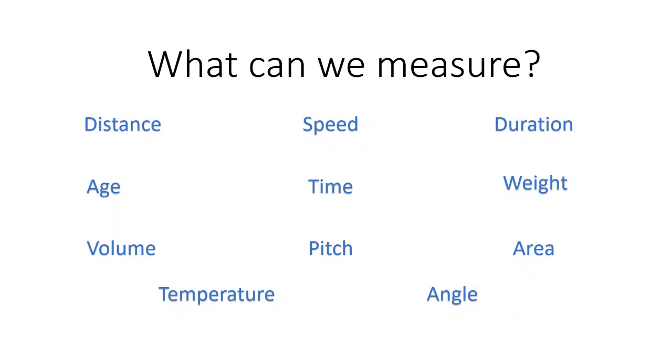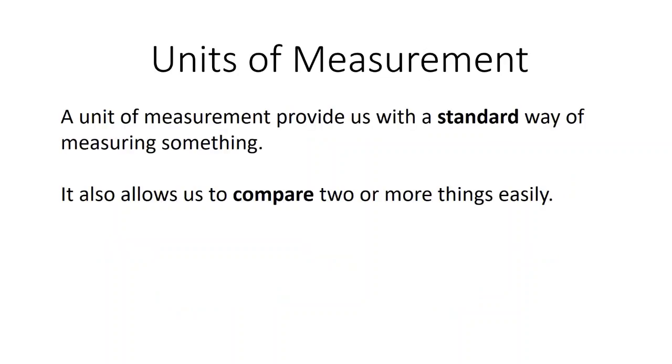So not just saying, oh, that's quite a long distance, but saying, well, that is a distance of 25 kilometres. Or instead of saying that car's going quite fast, we can say that car's going at 40 miles an hour. Or instead of saying that person's very old, we can say, well, they're 97 years old. So we can measure things and we start to describe them precisely rather than just using everyday language.